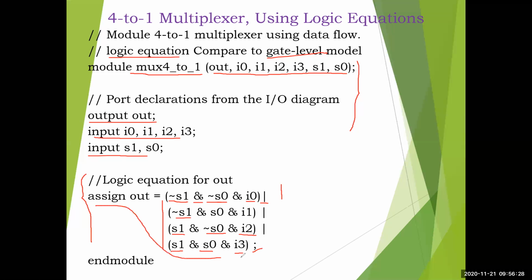Just compare now, go back and compare with the multiplexer you have written down. How many gates did we use for this? We used two NOT gates first for S1 and S0. Then we used four 3 input AND gates. Clear? And then one 4 input OR gate, right? So this is the design.